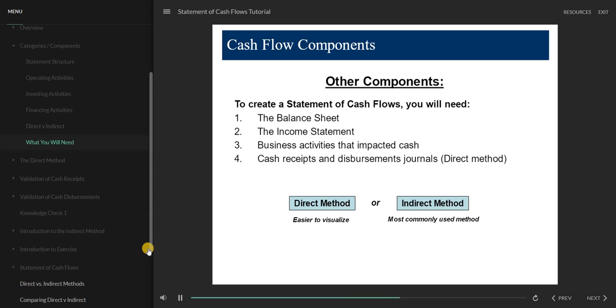Although the direct method is considered by some to be easier to visualize, it tends to be very cumbersome to assemble and time-consuming to validate. Perhaps it is for this reason that the indirect method is by far the most widely used in business. It should be noted that both the direct method and the indirect method are permitted by US GAAP and the IFRS.